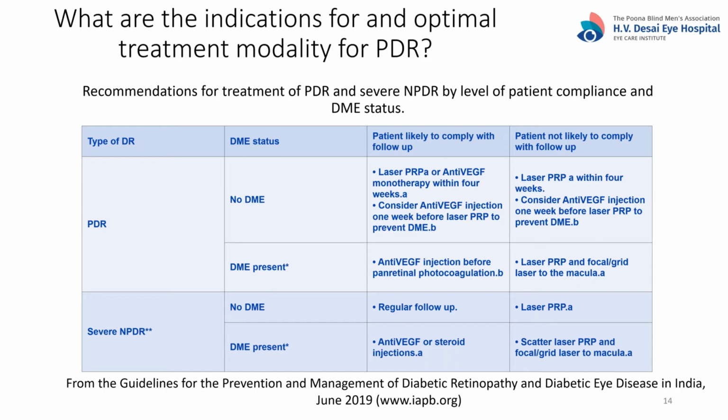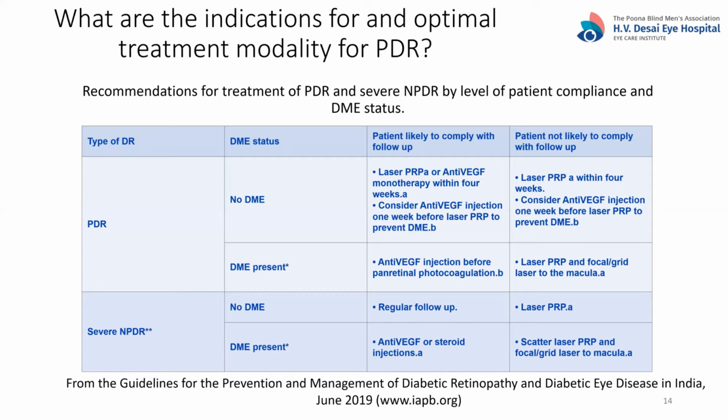In case the patient is not likely to be followed up on a regular basis, then we have to consider only laser PRP as an option and not give anti-VEGF monotherapy, because we need to follow patients with anti-VEGF on a more regular basis. And in case diabetic macular edema is present, then we can consider giving laser focal or grid therapy before we start laser PRP, or it can be combined together also.